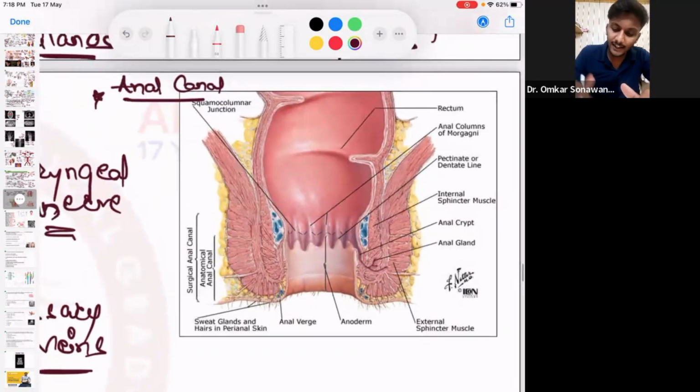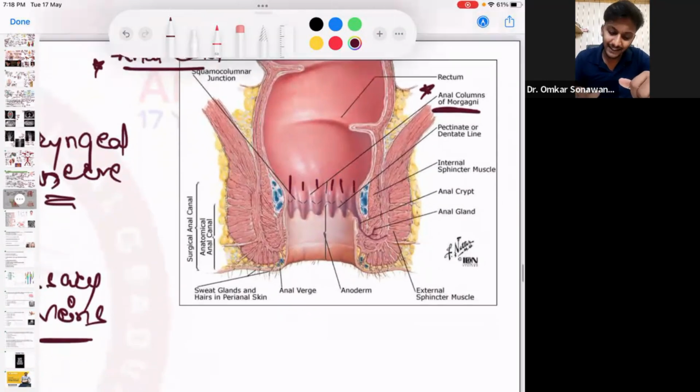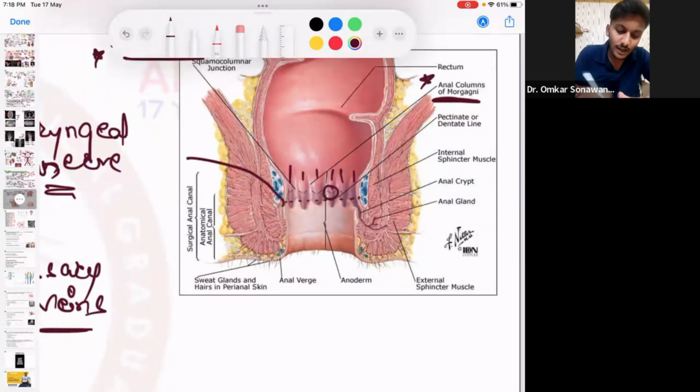The upper part is the mucosal part, which is made up of anal columns, and these are known as the anal columns of Morgagni. These anal columns of Morgagni will also have the anal valves. Important, remember this. And the lower level of these anal columns is known as which line? Anybody? Very good. The lower level is known as the pectinate line or the dentate line.